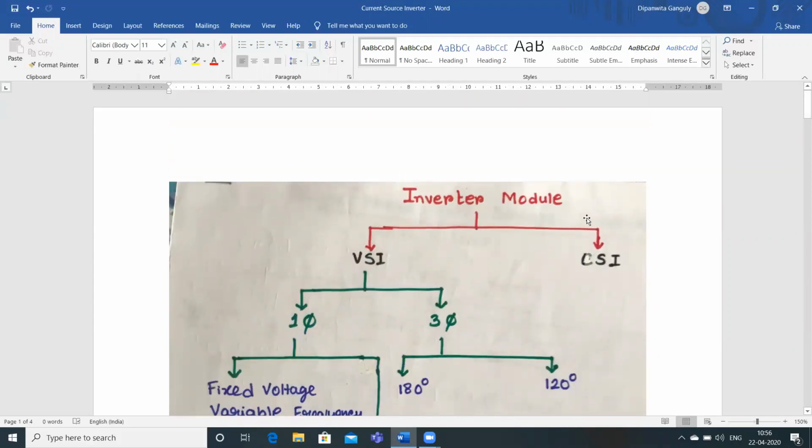As I told you in the first inverter class, in the voltage source inverter, the output voltage depends on the input DC voltage, and in the case of the current source inverter, the output depends on the input DC current source.